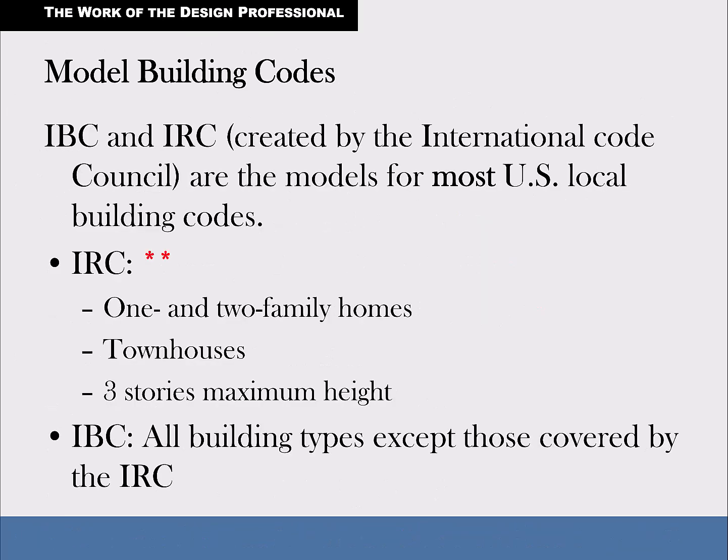So the IBC and the IRC, you need to be familiar with that abbreviation, what they mean. And so, yeah, the IBC is for the commercial building, for building everything except for residential. And then the IRC is for residential construction. So what does the IRC cover? 1 and 2 family homes, that's single family dwellings like a typical house or a duplex.